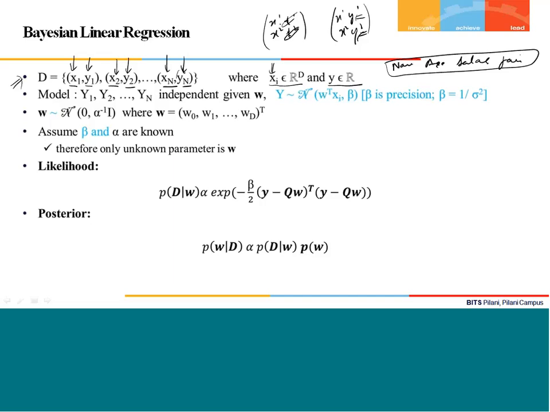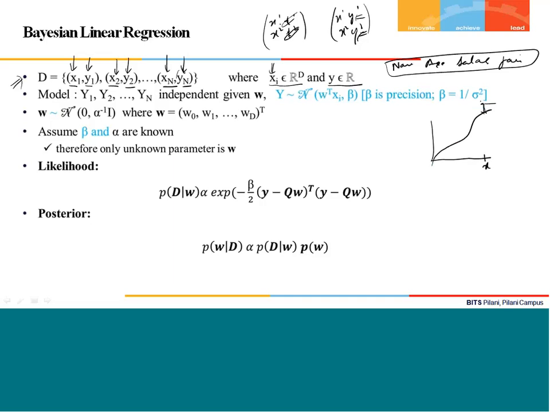Just to recall, so that you don't get confused: for an example, let's say this was my hypothesis, and these are the true points, the true values of y. For this value of x, I am generating this value from the hypothesis, and this is what is present in my data set. So this is a difference, right?